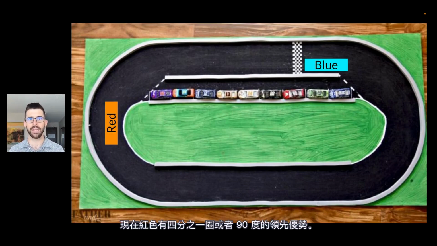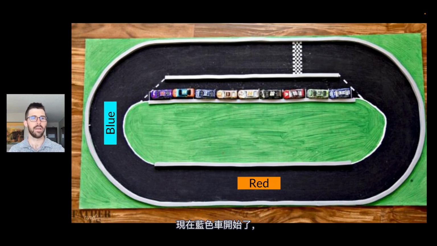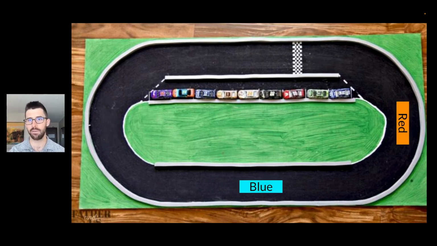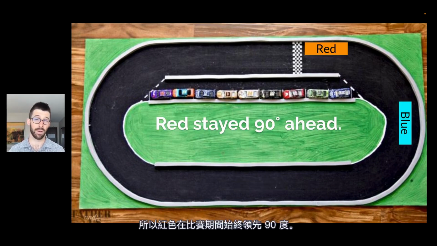So red now has a quarter lap, or a 90-degree lead on the blue car. Now the blue car's taken off and it's lagging 90 degrees. The race keeps going. Red is ahead by 90 degrees. And so red stayed 90 degrees ahead for the duration of the race, all right?